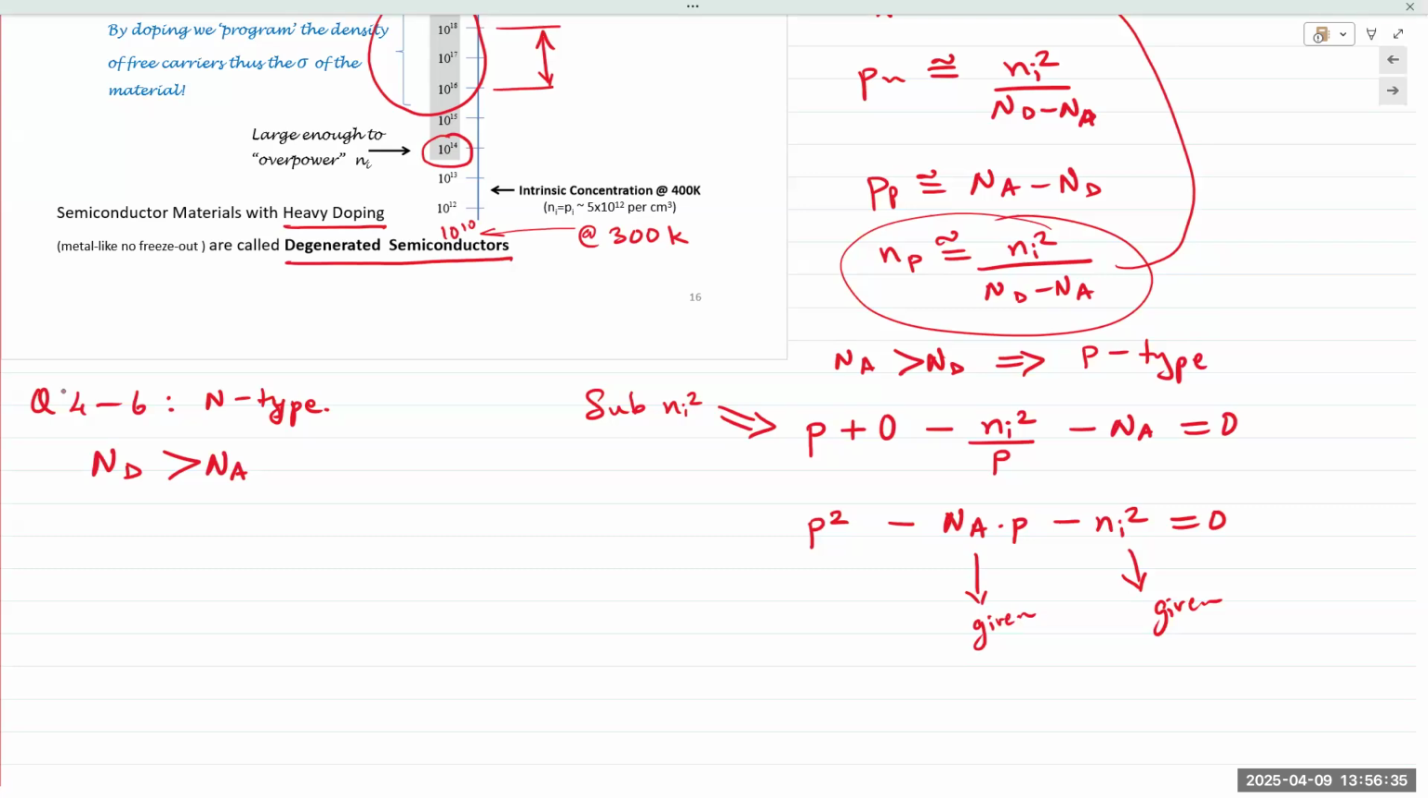So we'll end class here today, and next class on Friday, we'll look at the PN junction. That's where our final semiconductor is, and then we'll begin the journey into diodes and then circuits.